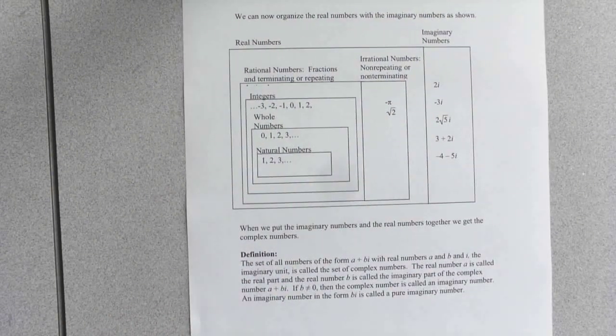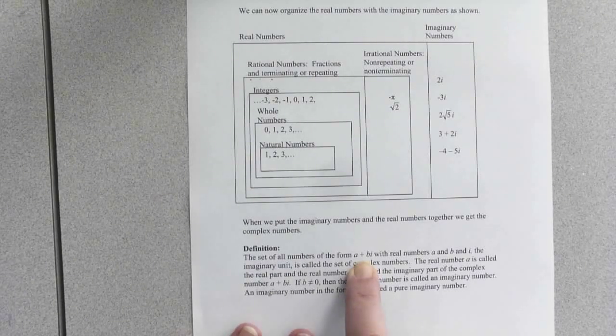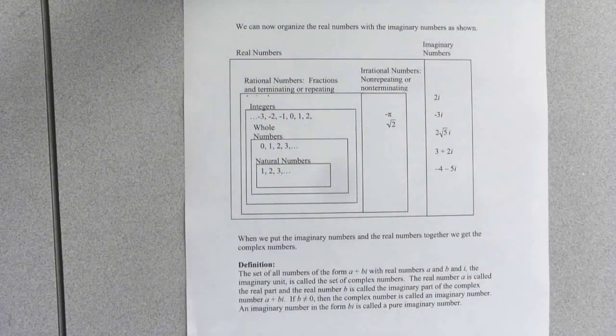And so then definition down here, the set of all numbers a plus bi, with real numbers a and b and i, the imaginary unit, is called the set of complex numbers. The real number a is called the real part. The real number b is called the imaginary part of the complex number a plus bi. If b does not equal 0, the complex number is called an imaginary number. Imaginary number in the form bi is called a pure imaginary number. Now, you don't have to remember really any of that whatsoever, other than a plus bi is now this thing called a complex number.